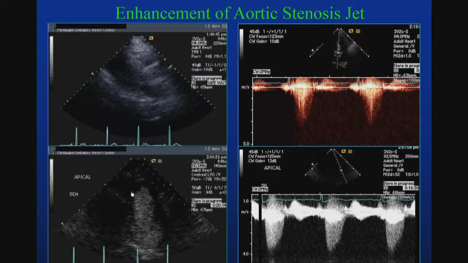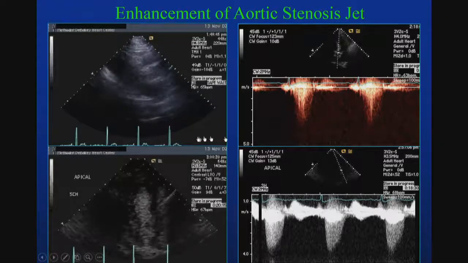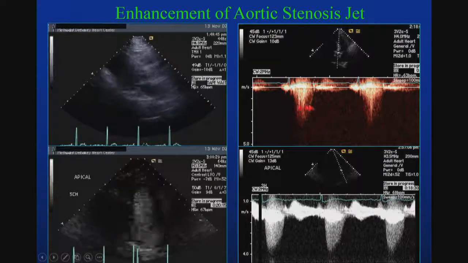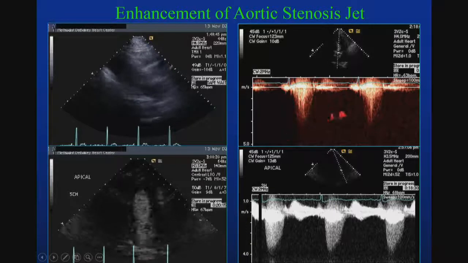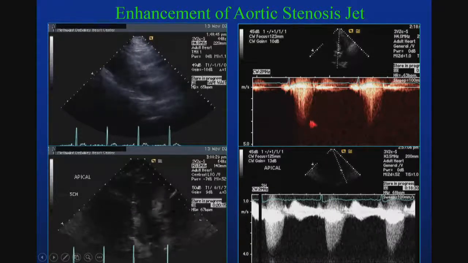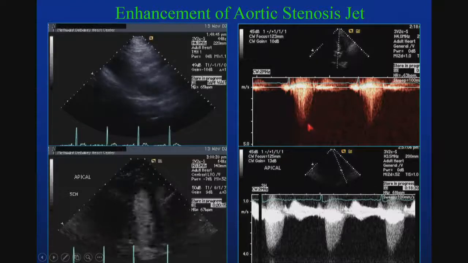This is for enhancement of aortic stenosis. We're not asking you to do it on every case, certainly. It would be the unusual case where the sonographer has tried to get a nice jet of aortic stenosis, and here it's not very nicely displayed. And after enhancement, you could see a nice enhancement of the aortic stenosis jet.